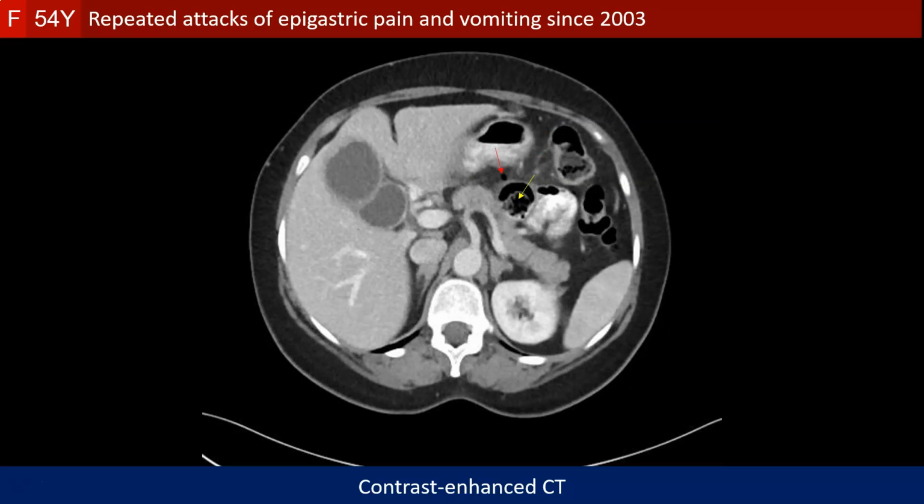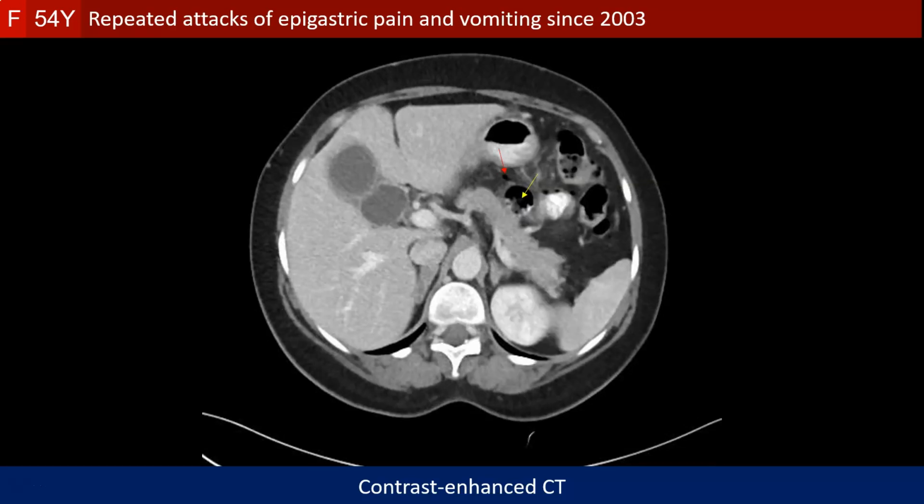And here is another one. So we have 3 diverticula here at the duodenojejunal junction. One of them is perforated, probably all of them inflamed.